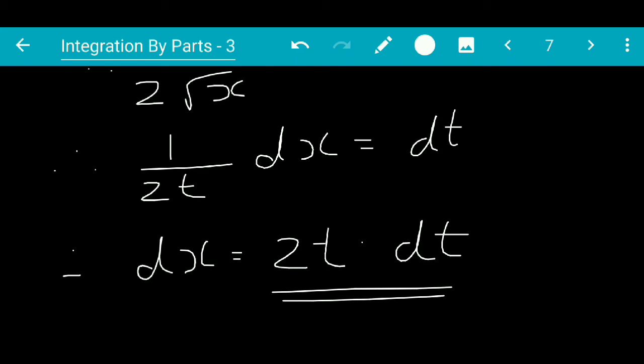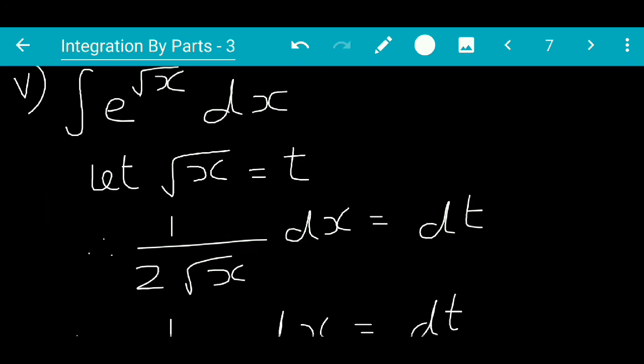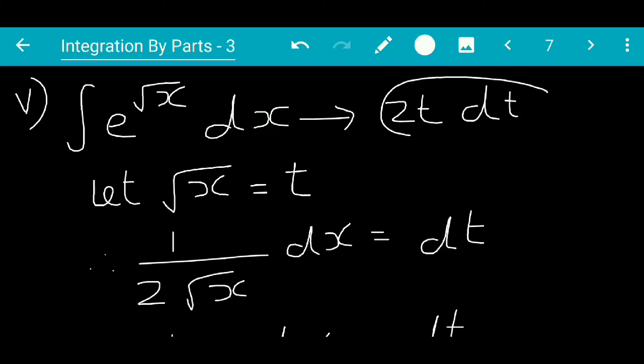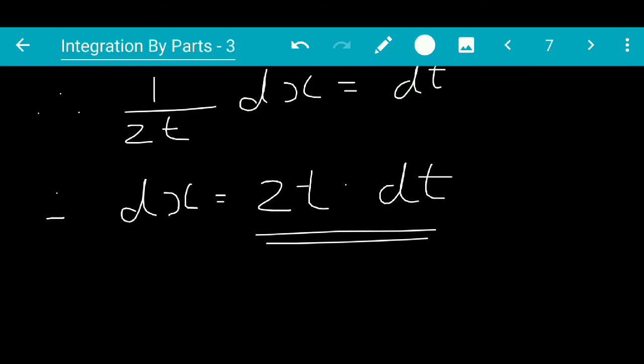Okay, twice of t into dt. So now let us go back to our question and see how we can modify the question. So in the question, dx we are going to write as 2t dt. So dx becomes twice of t dt and root x becomes t. We have substituted root x as t. So thus our integral gets modified like this, and therefore I is equal to the integral of e raised to t into twice of t dt.